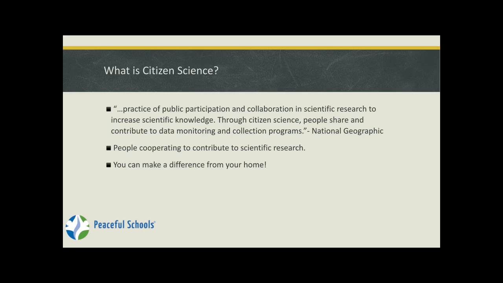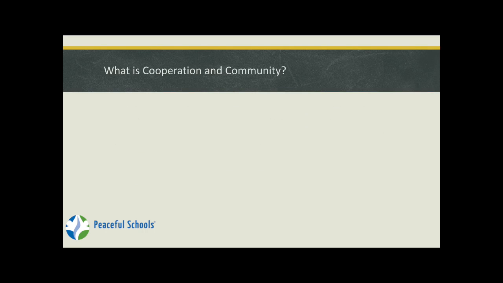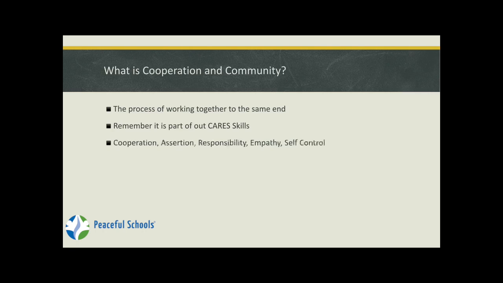So before we jump into a little bit more about citizen science, we are going to talk about what is cooperation and community. So cooperation is the process of working together to the same end. So remember, this is part of our CARE skills, and our CARE skills are cooperation, assertion, responsibility, empathy, and self-control. So we covered cooperation. This is important for citizen science because it takes people from all around the world to sometimes help contribute to different scientific research studies.